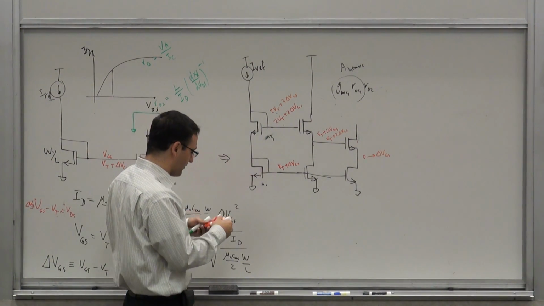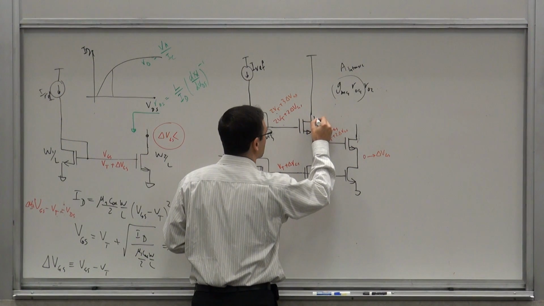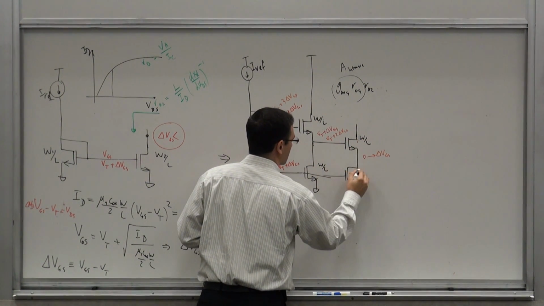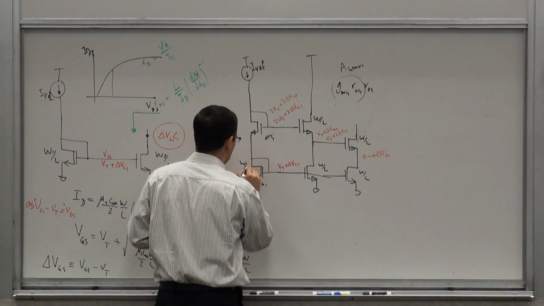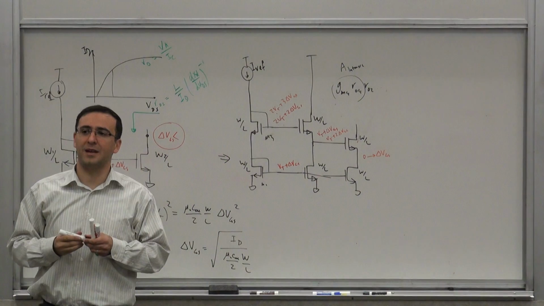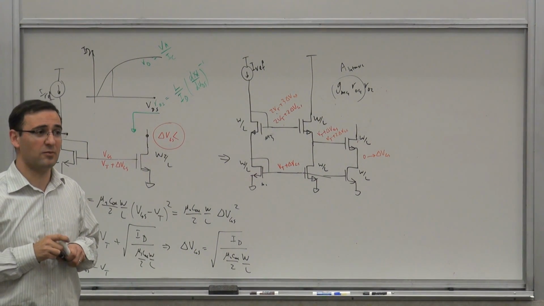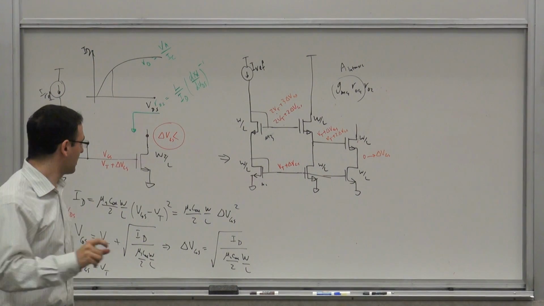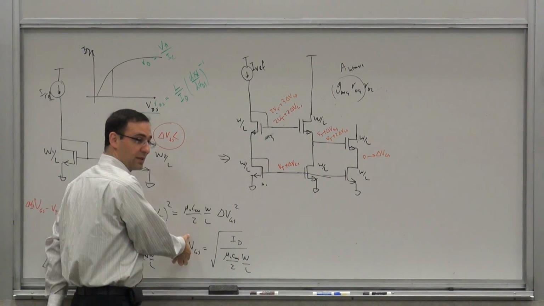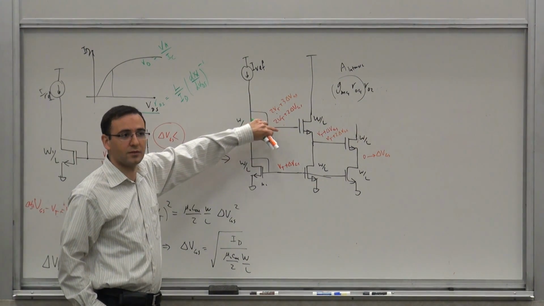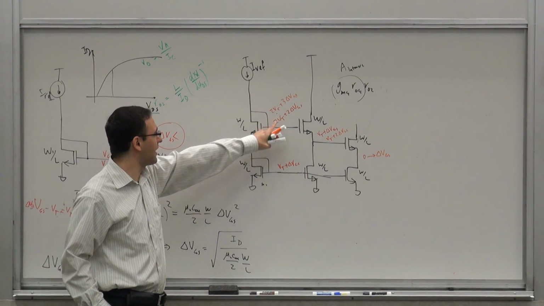If everything is the same W over L, this one has to be changed. First of all, tell me which way should I change it. Should I make it larger or smaller to get more delta VGS for a given current? Smaller, right? So the smaller the W over L, the larger the delta VGS. So I want to basically double the gate overdrive of this for a given current, because I want 2 delta VGS across.